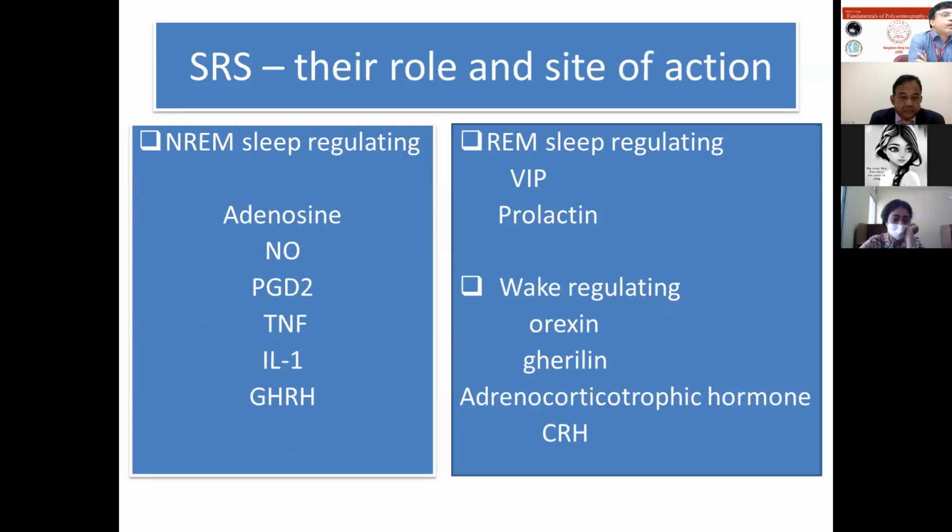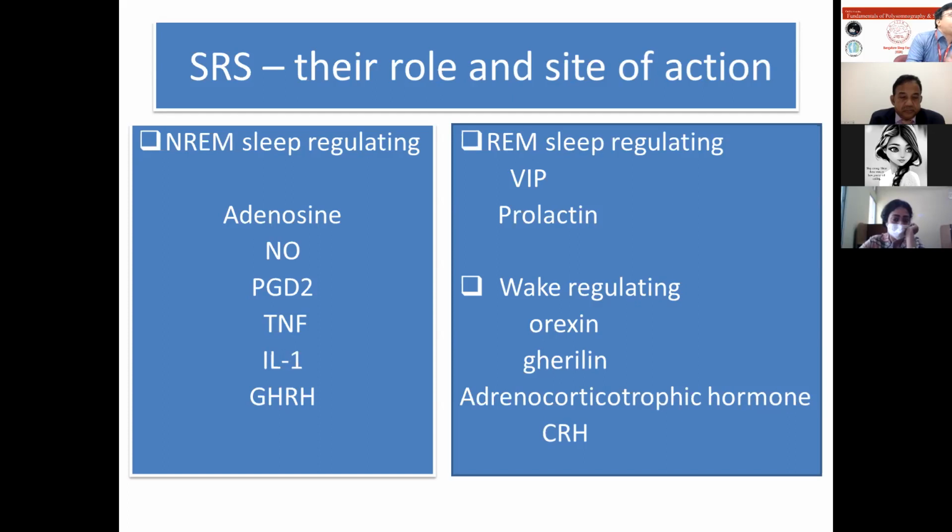Many sleep regulatory substances have been listed, which act specifically with NREM sleep and REM sleep. In NREM sleep, the regulatory substances are adenosine, nitric oxide, and all the cytokines like prostaglandins, tumor necrosis factor alpha, interleukins, and hormones like GHRH. REM sleep is associated with prolactin and VIP, and the wake regulating ones are orexin, ghrelin, ACTH, CRH, all these things.